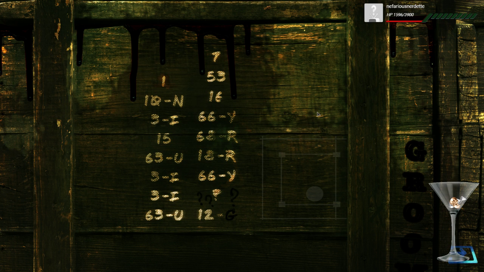Does this mean anything to you? 10 equals N, 3 equals I, 15 equals question mark, 63 equals U, 68 and 18 equals R? Are you guessing that even though they're doing minus signs, they mean equal signs? Or the values here are higher than what could be represented by the binary chunks.